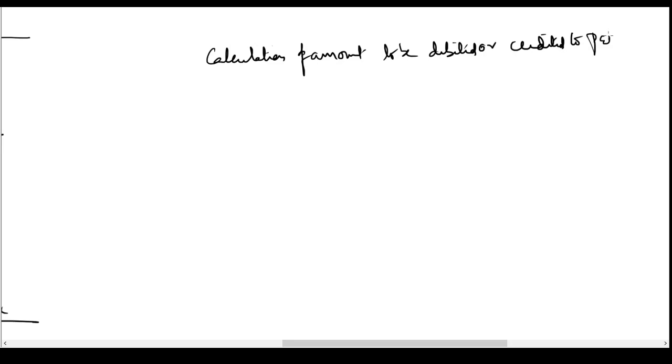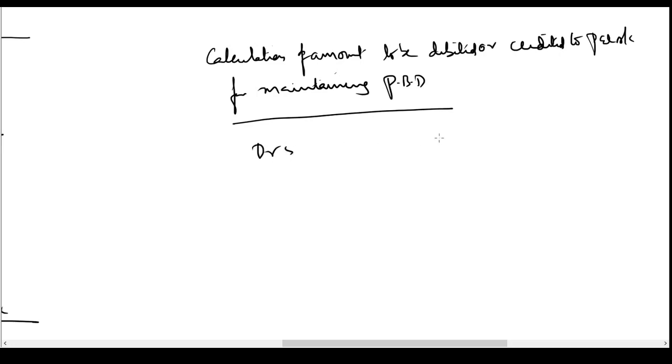So I'll write here. Calculation of amount to be debited or credited to P&L for maintaining provision for bad debts. Debtors is showing a debit balance of 20 lakhs. Total provision required to be maintained.